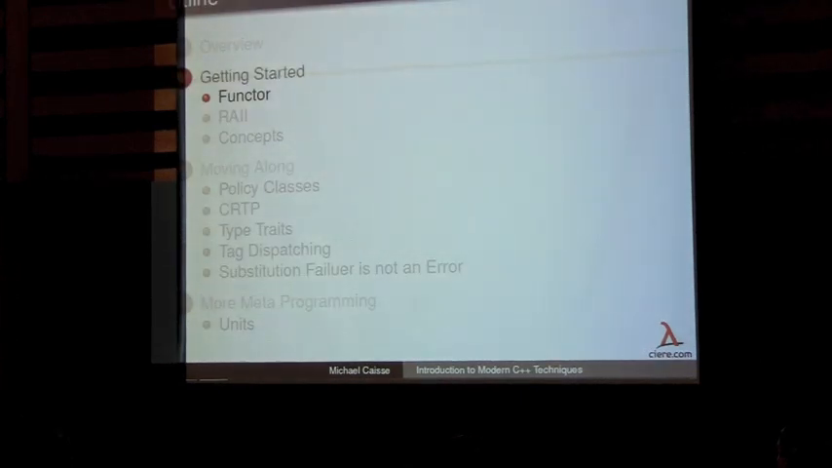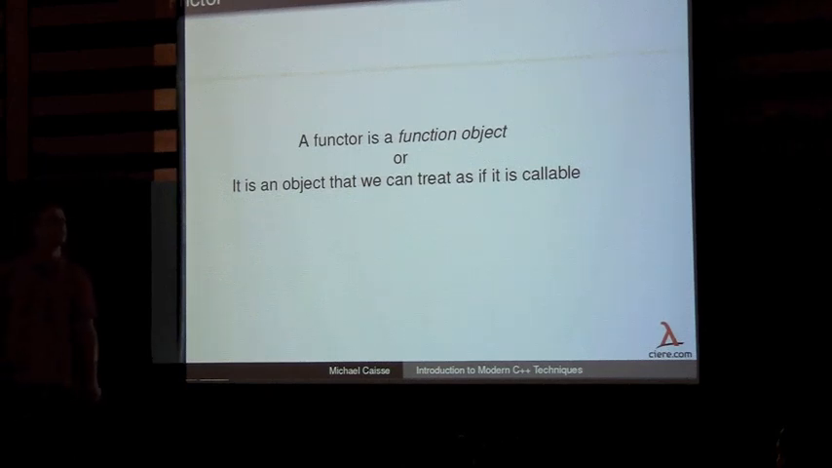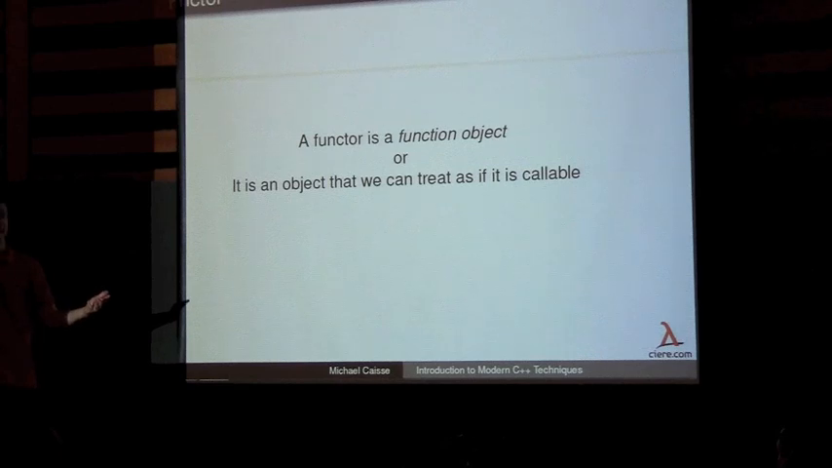We're going to start easy, and we're going to move along and keep building along the way. And let's start off with functors. So, easy, right? By this point, we all hopefully know what a functor is, but if not, a functor is a function object, or in other words, it's an object that we can treat as this callable thing. Why would we want to do that? What is a great reason to have a functor? Why would you want a callable object? Callbacks. Yeah, okay, callbacks. And why not just pass a function pointer? State. Okay, very good, state.